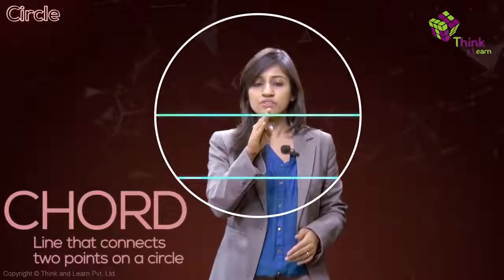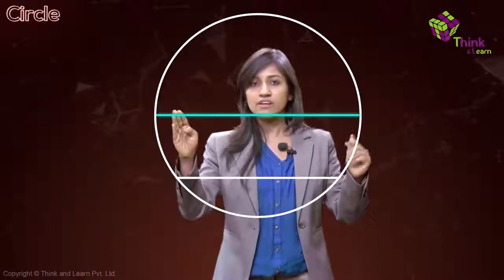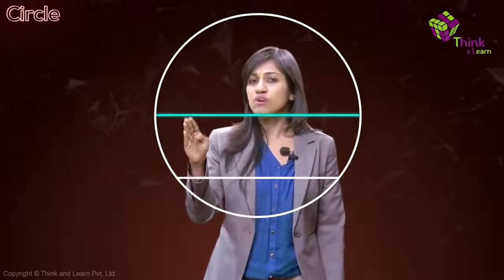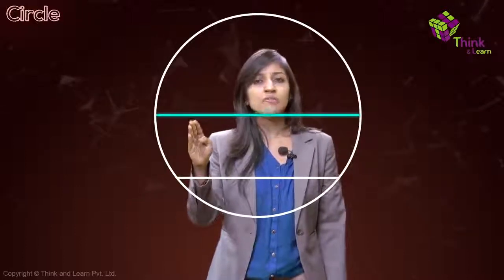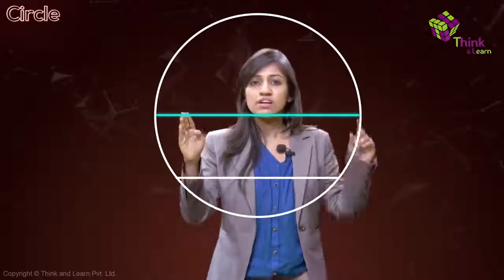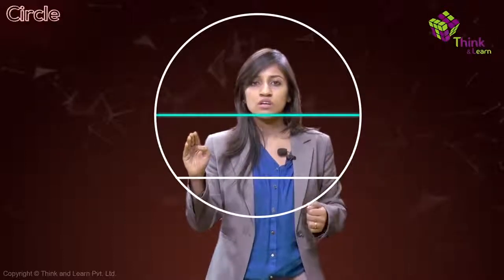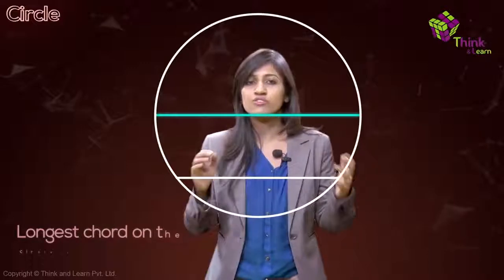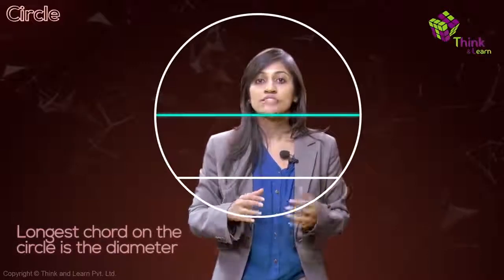So an important question. This is the diameter, right? Is this also a chord? To answer that, let me ask you another question. Does this connect 2 points on a circle? Of course it does. But this is a diameter. So what's the difference? There is a difference. The longest chord that you can draw on a circle is the diameter.